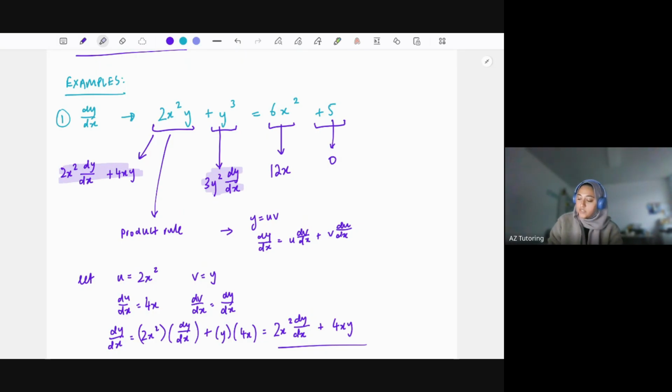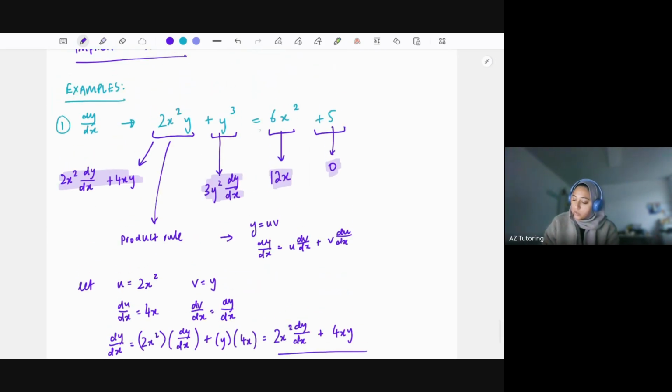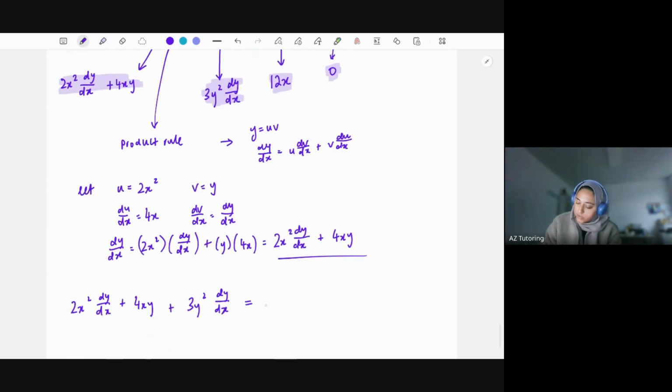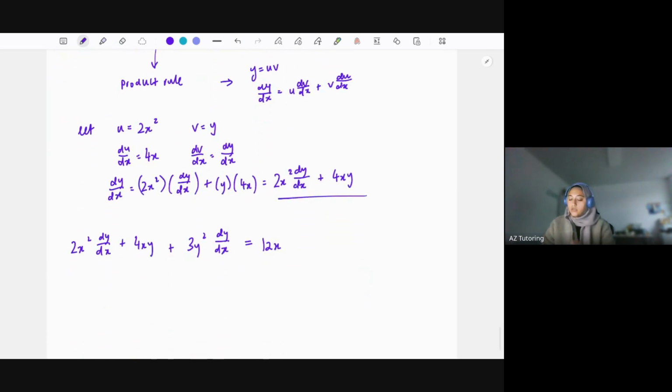Okay, so I have got all my terms, but I've not finished the question. I've not found dy over dx by itself. So that's the differential of each term and how you do that. Let me just write that out here. So I've got 2x squared dy over dx plus 4xy. I've got plus 3y squared dy over dx. That equals 12x plus 0, which I don't need to write that 0.